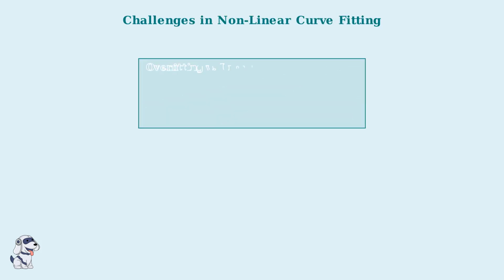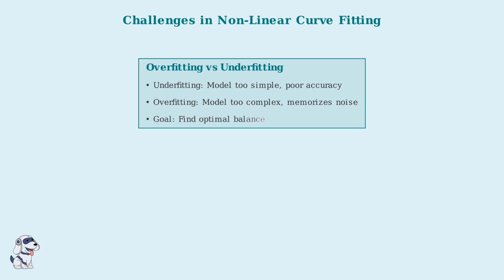Nonlinear curve fitting presents several challenges. The main challenge is finding the right balance between underfitting and overfitting. Underfitting occurs when our model is too simple and cannot capture the underlying pattern. Overfitting happens when our model is too complex and memorizes random noise instead of learning the true relationship.